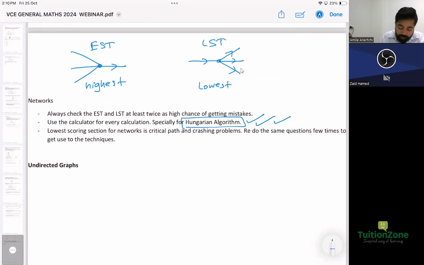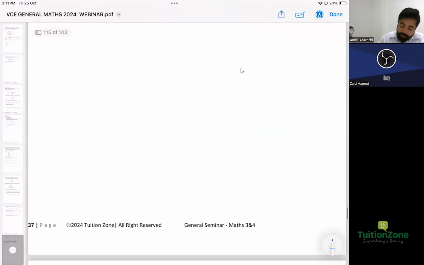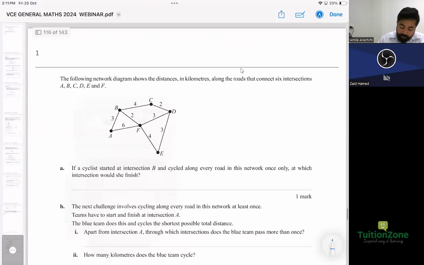This is one of the things I noticed when I'm marking the papers as well: critical path and crashing. I think I did one full lesson even last week in the classes, pretty much critical path and crashing problems. So do a few more crashing questions. Even in that booklet you have more questions, try them more, because you want to get the highest marks for crashing and the critical path.